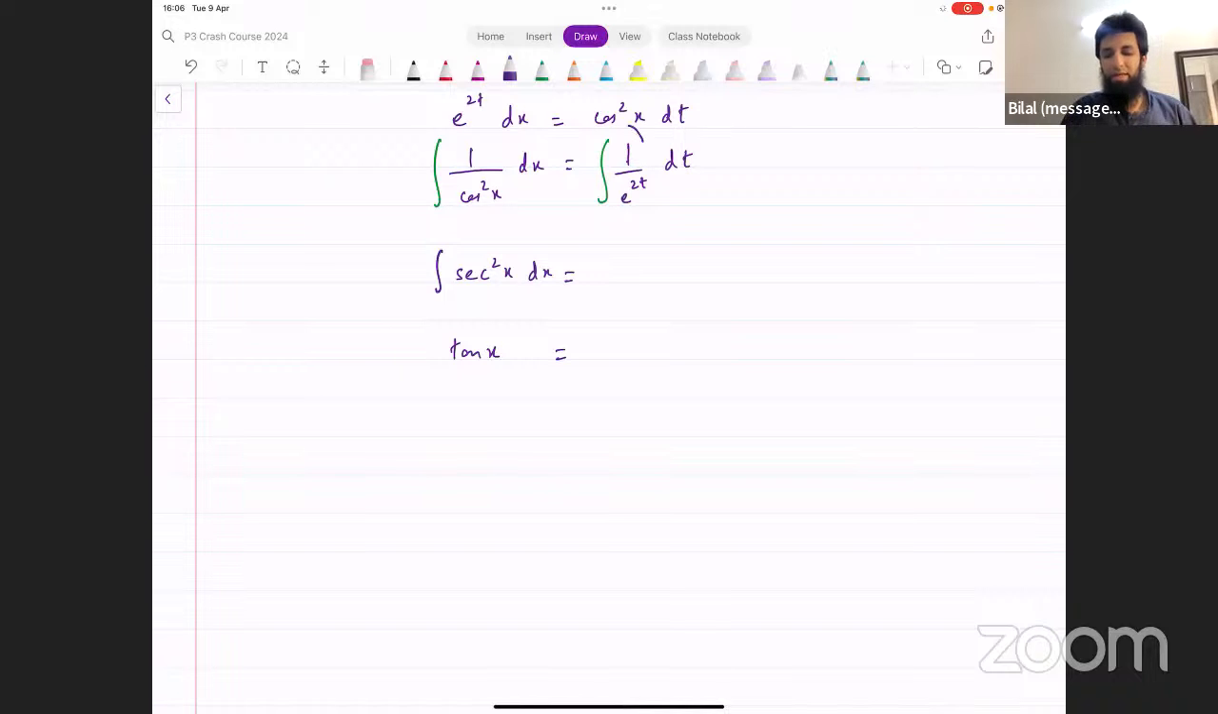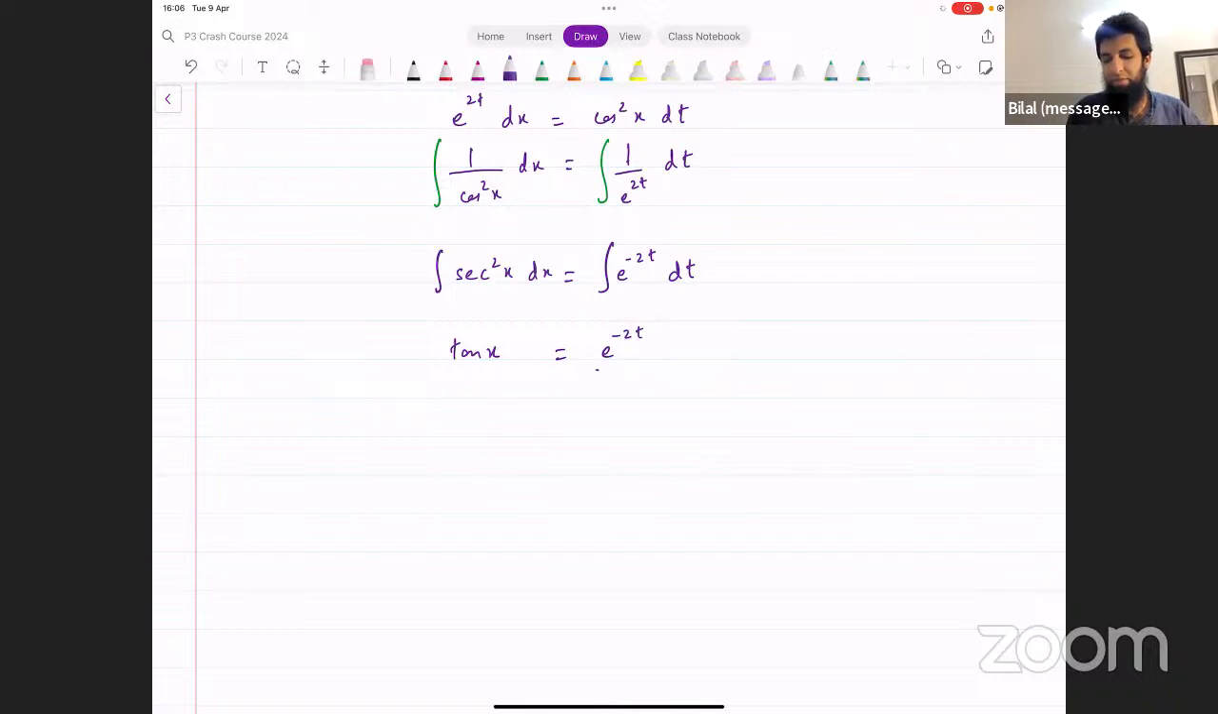Now, what about the other side? How do you integrate 1 over e raised to power 2t? We can write it as e raised to power minus 2t and use the exponential. We take this to the numerator and write it as e raised to power minus 2t. And now we just integrate it like we integrate any exponential function. e raised to power negative 2t, what's the integration of that? e power something remains e power that thing when you integrate, so it remains e raised to power minus 2t.